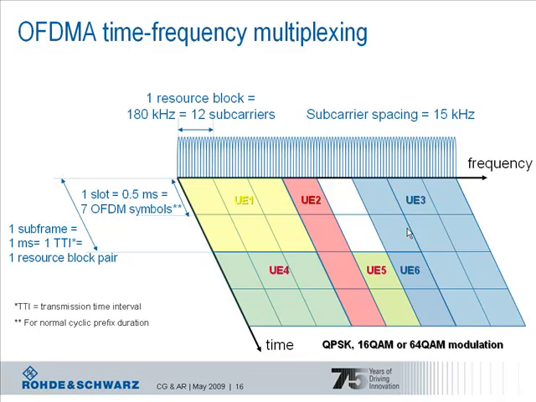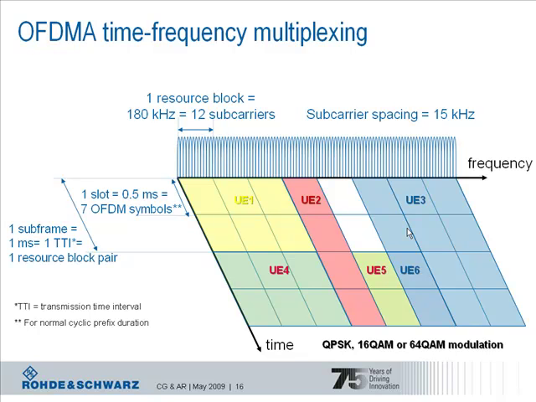Now there's also the notion of a slot, which is 0.5 millisecond, corresponding to 7 OFDM symbols. The slot was introduced, for example, because the downlink reference symbols, also called pilot symbols, are repeated every slot. So that's why it's also useful to have this notion of a slot. But for the resource assignment, again, the transmission time interval of 1 millisecond, or subframe, is the important part, because this defines the scheduling interval.